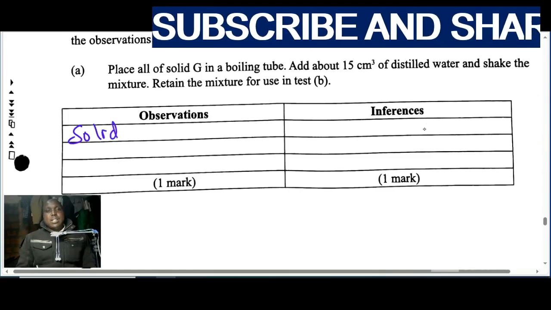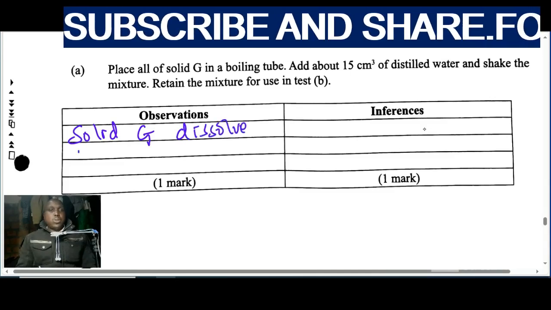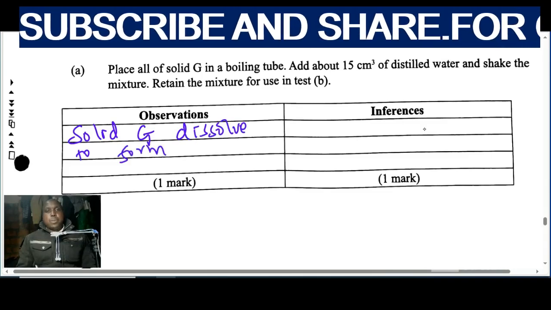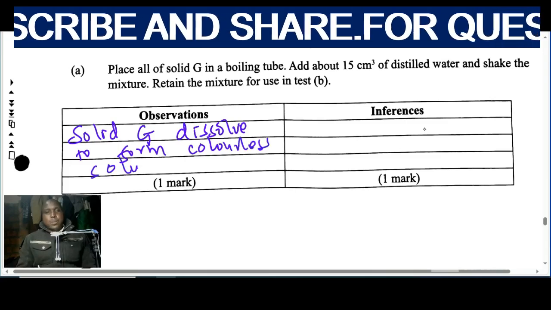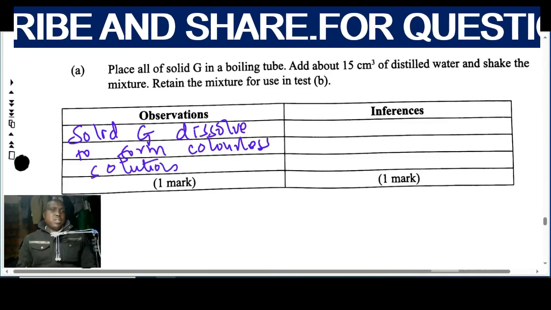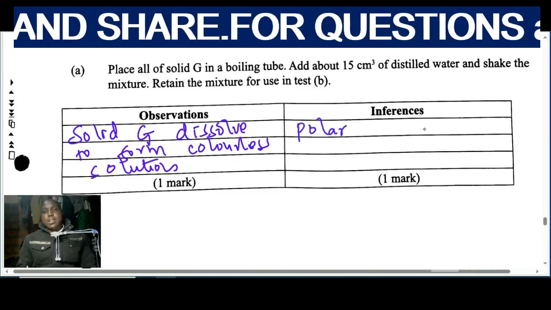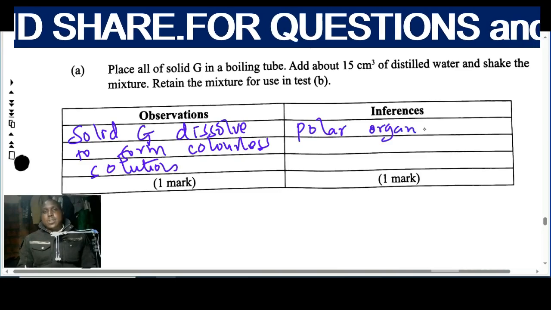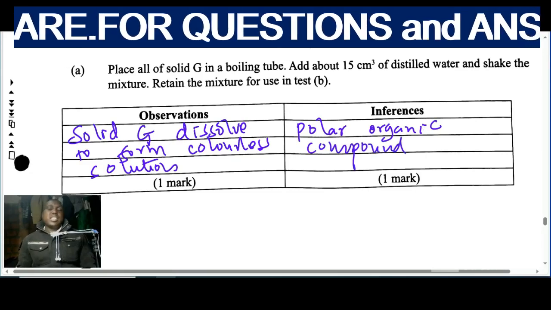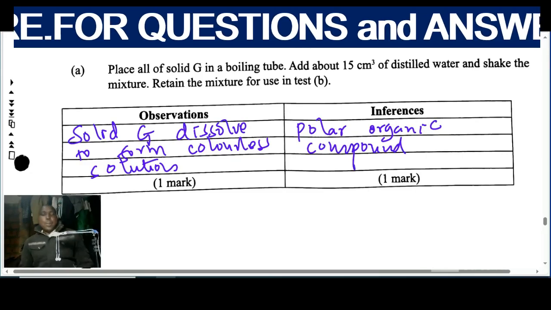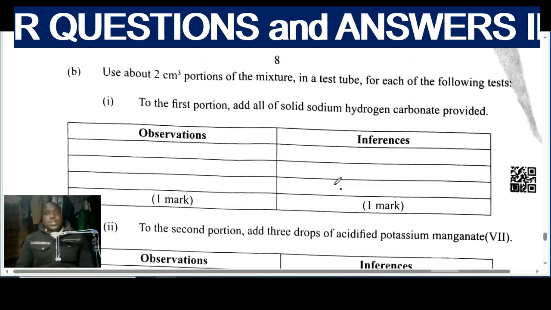So in this case, the solid G dissolves to form a colorless solution. If it dissolves to form a colorless solution, then it means a polar organic compound is present. So solid G is a polar organic compound. Use about 2 cm of portion and then test the following tests.